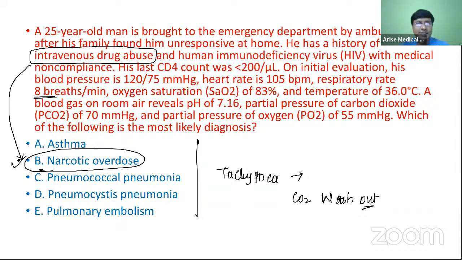Now, just by seeing HIV and CD4 count less than 200, everyone was going with pneumocystis pneumonia. But that is a trap in the question. Everyone will be thinking it is pneumocystis pneumonia, but it is not, it is your narcotic overdose. So please be careful in these type of questions. You should not make mistakes. Next, we will move on to the next question.